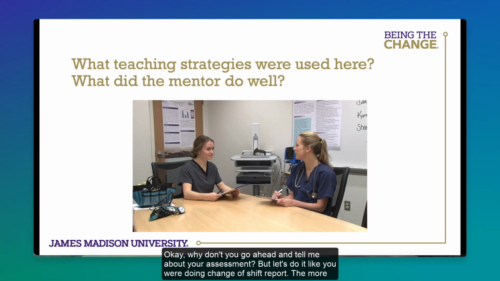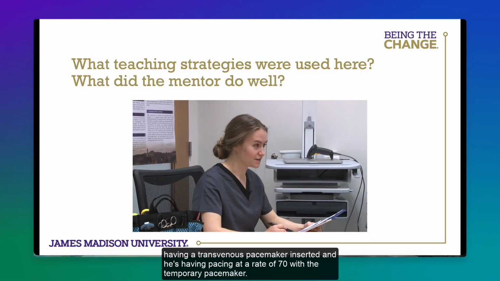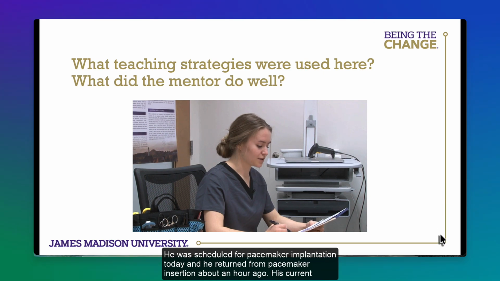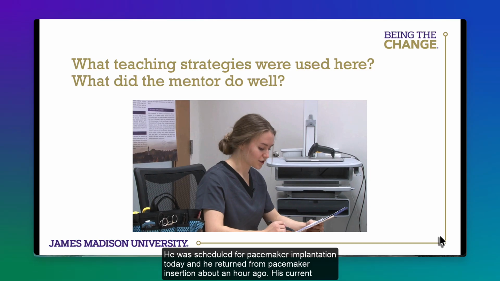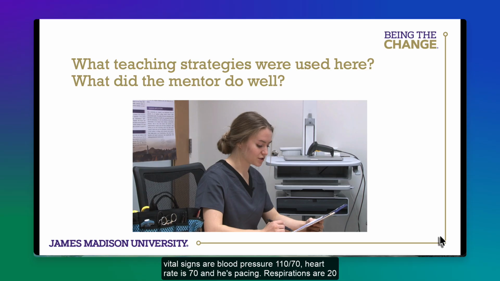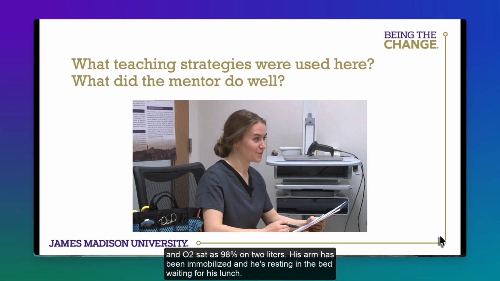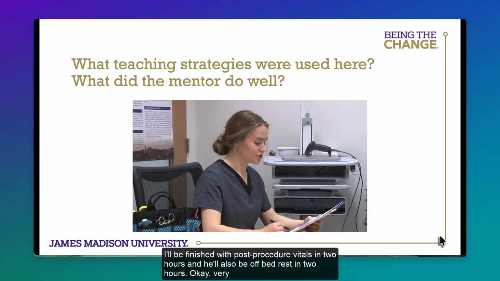Okay, why don't you go ahead and tell me about your assessment, but let's do it like you were doing change of shift report. The more practice you get, the easier it's going to be. Sure. So the patient was admitted through the ED in third-degree AV block. He came up to the unit after having a transvenous pacemaker inserted, and he's having pacing at a rate of 70 with the temporary pacemaker. He was scheduled for pacemaker implantation today, and he returned from pacemaker insertion about an hour ago. His current vital signs are blood pressure 110/70, heart rate is 70 and he's pacing, respirations are 20, and O2 sat is 98% on 2 liters. His arm has been immobilized and he's resting in the bed waiting for his lunch. I'll be finished with post-procedure vitals in 2 hours, and he'll also be off bed rest in 2 hours.